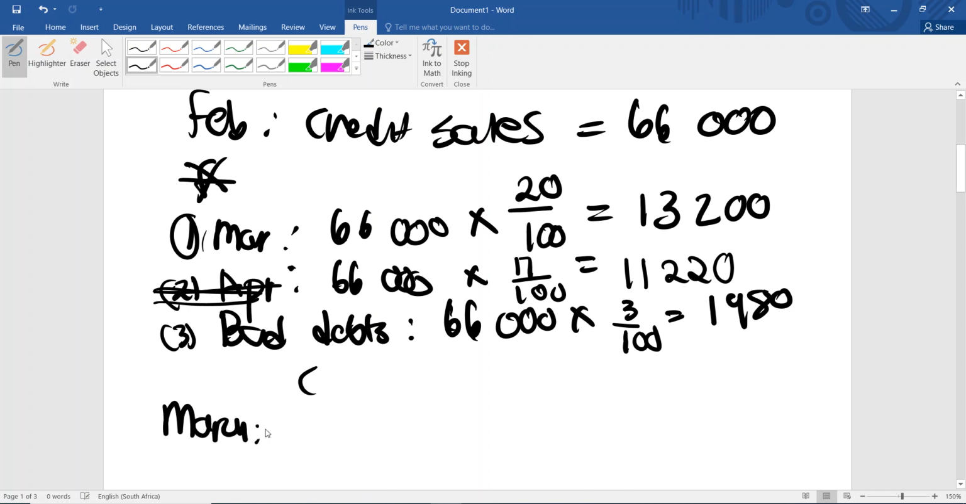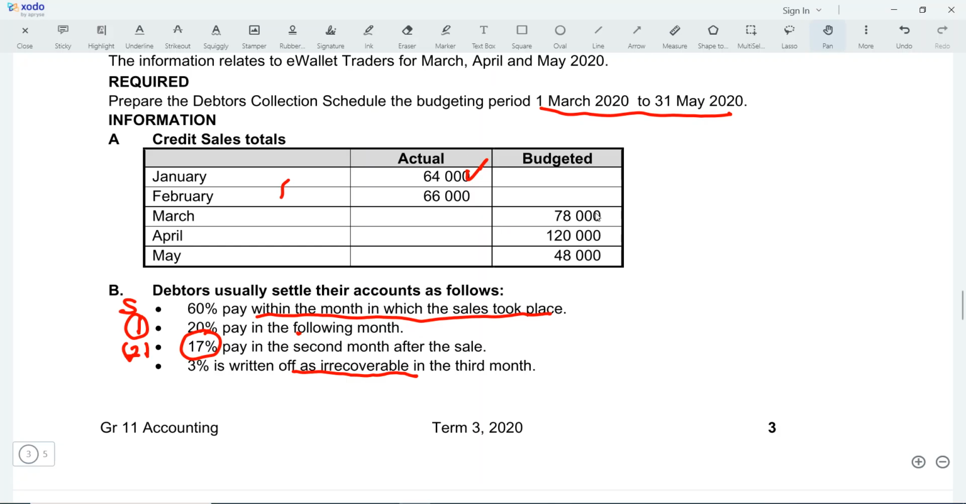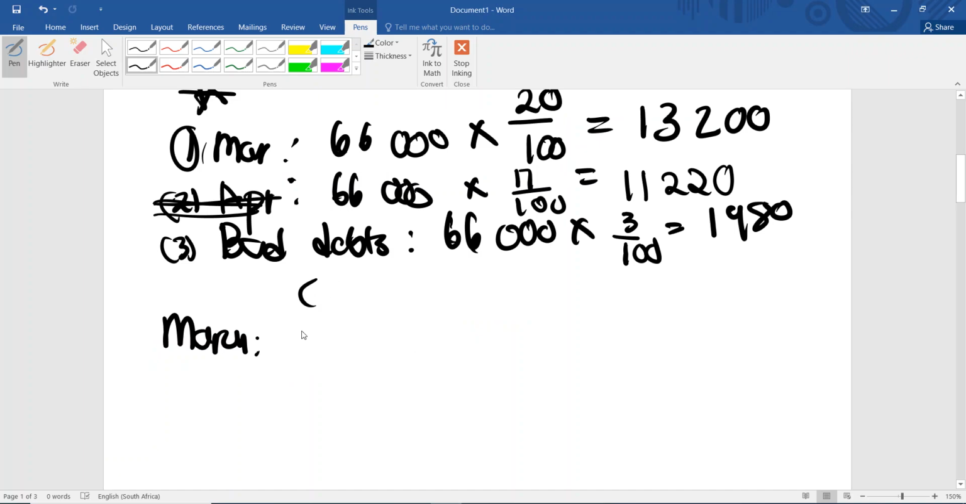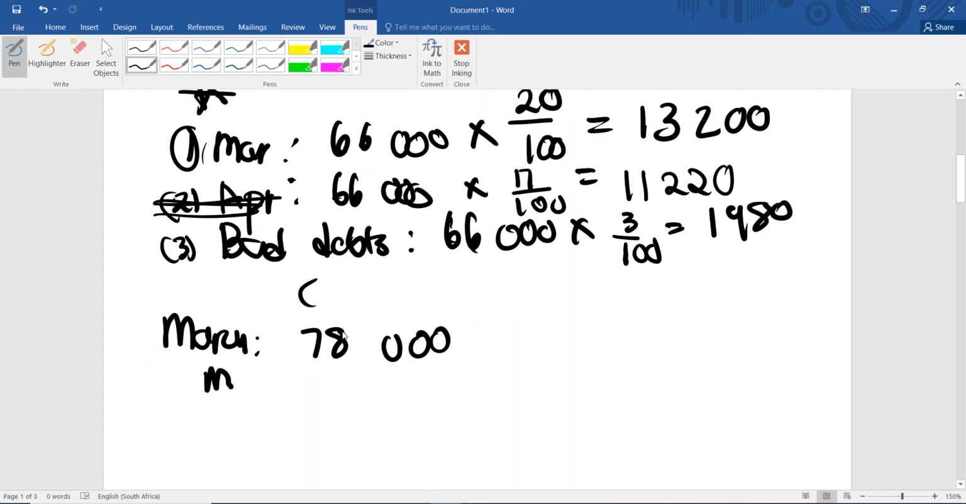Okay, so remember, in March, number one, we need to check what our credit sales are. Our credit sales for March are 78,000. So we're going to have that 78,000 here and check how much is collected in the same month, which will be March. They said 60%, so meaning that we're going to take 60% of these. So we're going to say 78,000 multiplied by 60 over 100. If you are told about a discount for early settlement, you will take out that discount and multiply by the remaining percentage over 100.